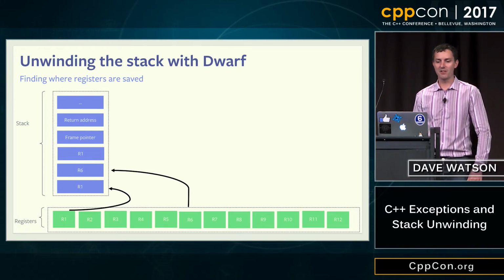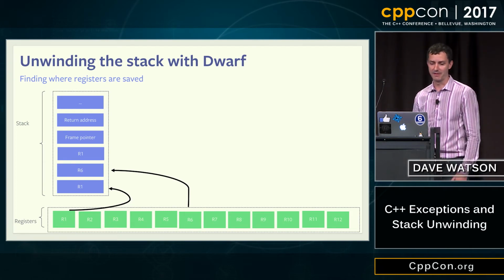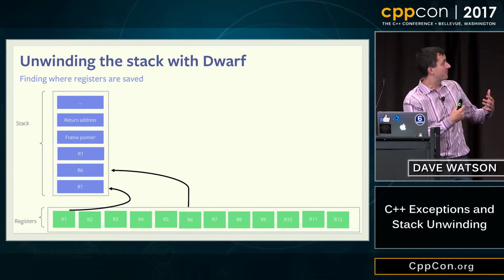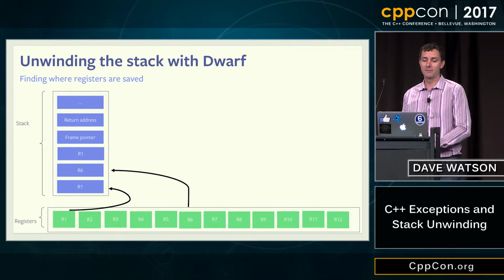So in this example, it had pushed R1 on and then pushed R6 and then pushed R1 on again because it had done something with it. It also has some frame-oriented registers on there, like the return address and the frame pointer.